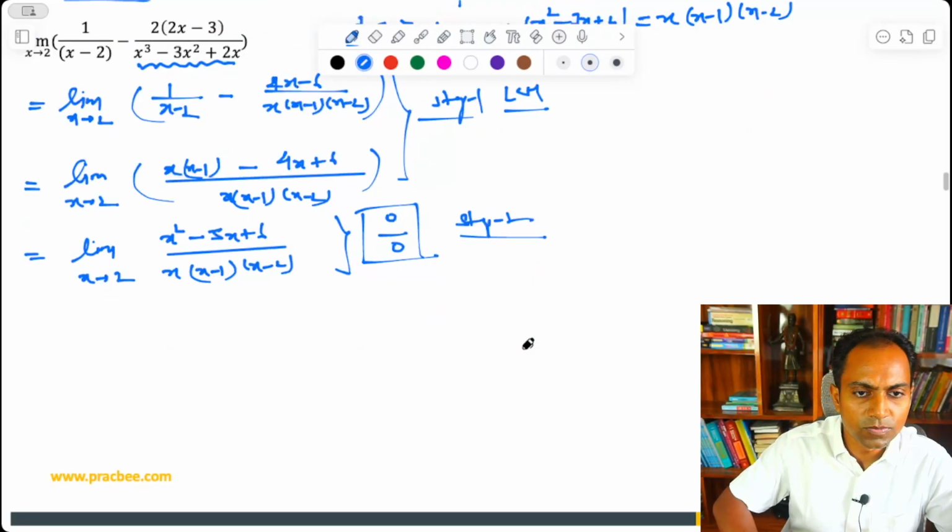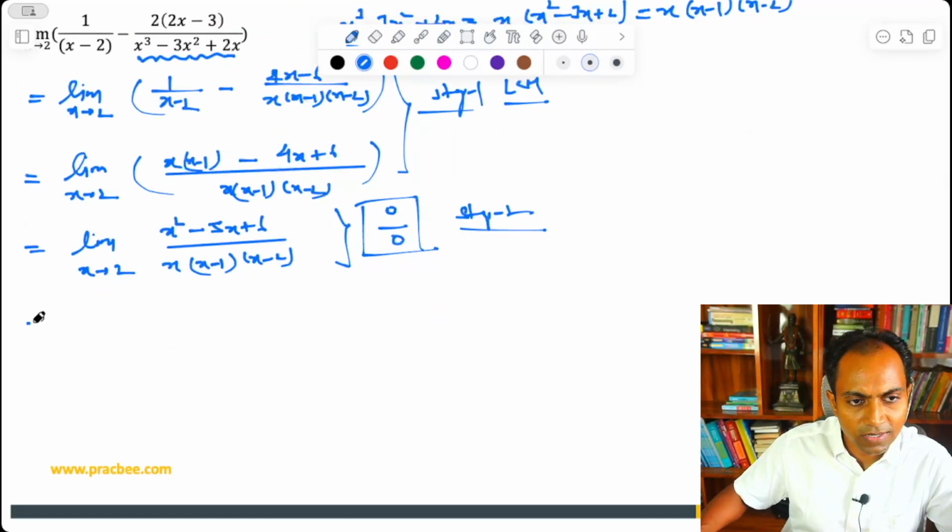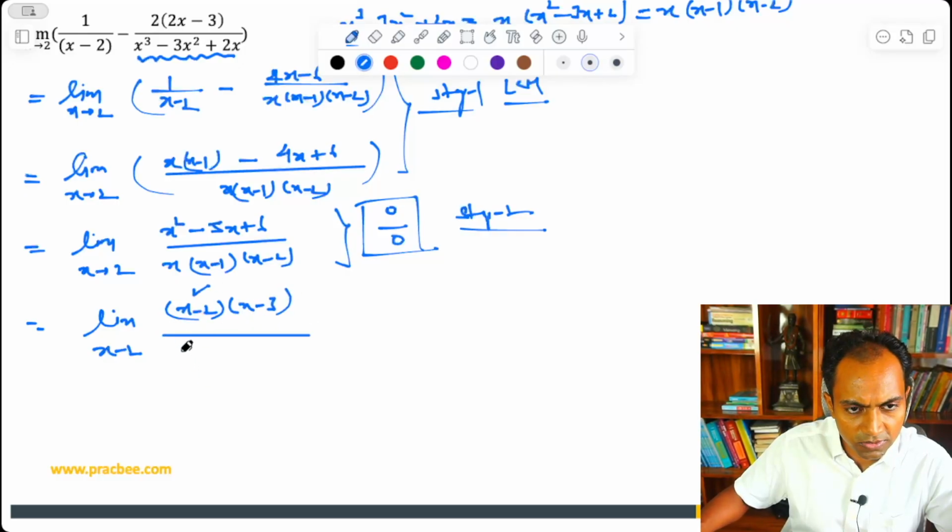Now I move towards my step 3. So I will refactorize it and solve the question. So limit x tends to 2. This can be written as x minus 2 into x minus 3. See, the 0 is getting generated because you have a term of x minus 2. Otherwise, it will not get generated. So other terms are not important. This x minus 2 is very important.